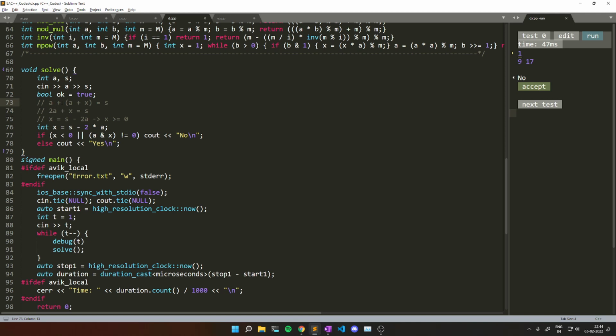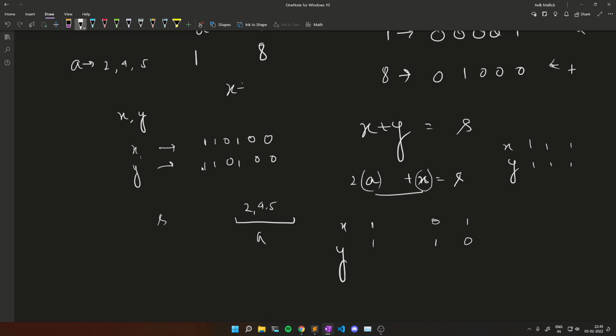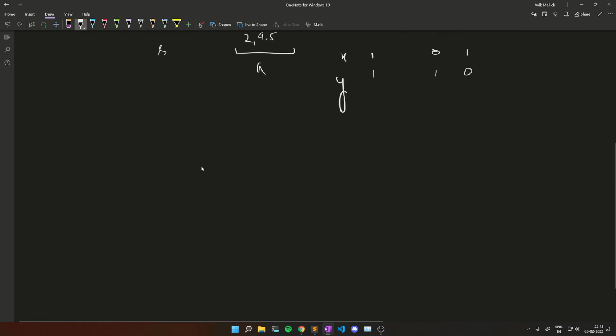Initially a plus x equals s, so 2a plus x equals s, and from there x will be s minus 2a. So x also must be greater than or equal to 0, because we have to get positive numbers. So first I check if x is less than 0, then the answer does not exist. Also, if the AND of a and x is not equal to 0, then also the answer does not exist. Why so?